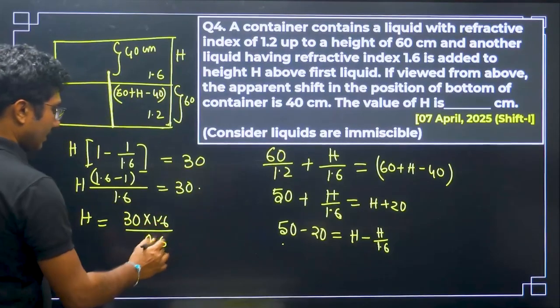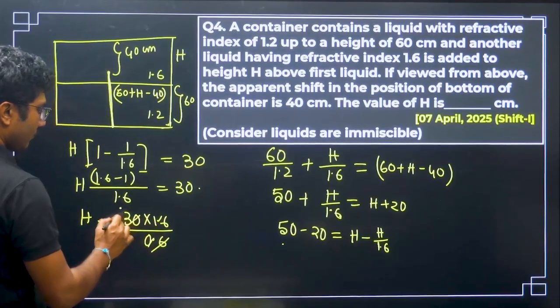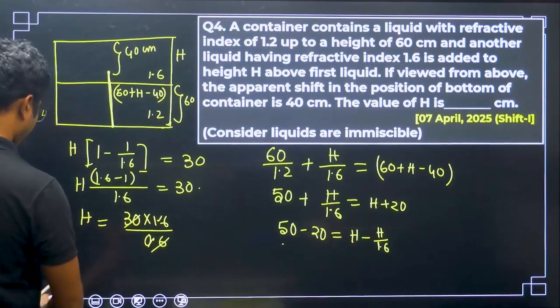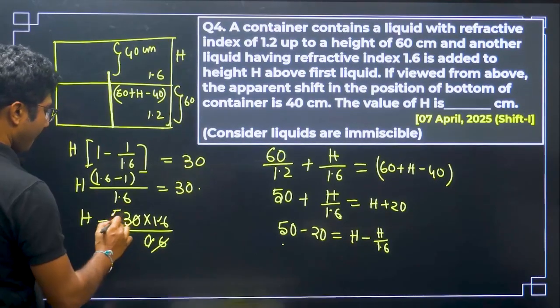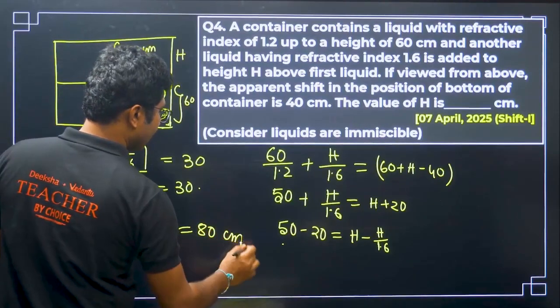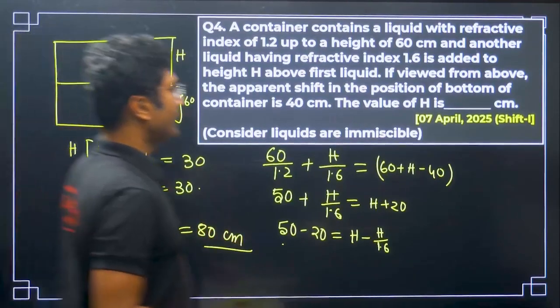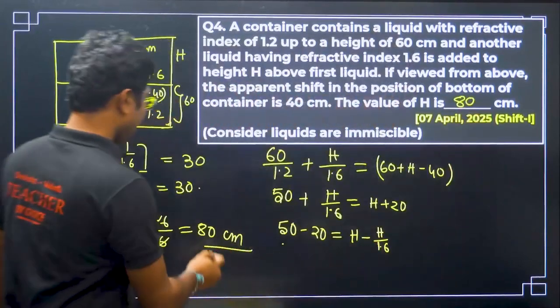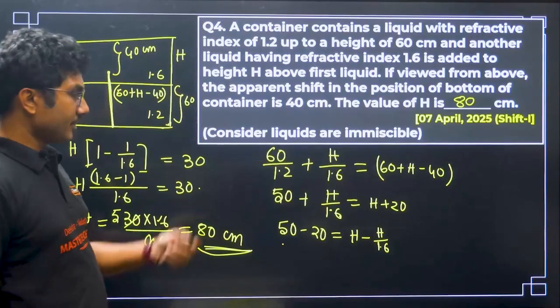decimal goes away, 5 6 are 30, and 5 16s are 80. So 80 centimeter is the height of the liquid. So value of h is 80 centimeter, right. This is the answer. Fill in the blanks type question.